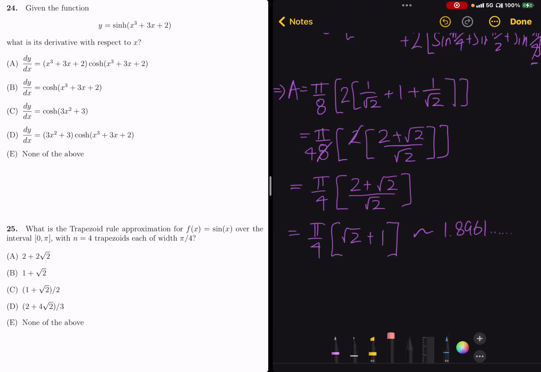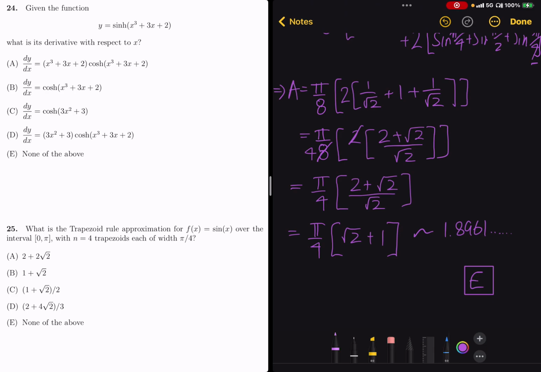1.8961 is about 2. And in fact, because this has a pi on 4 in it, this is not any of the answers here. The actual answer is pi on 4 times root 2 plus 1. And so the correct answer in this case is actually E, which is none of the above. This is a sort of trick question, because they put a whole bunch of answers, one of which looks incredibly similar to the correct answer. A whole bunch of them do.